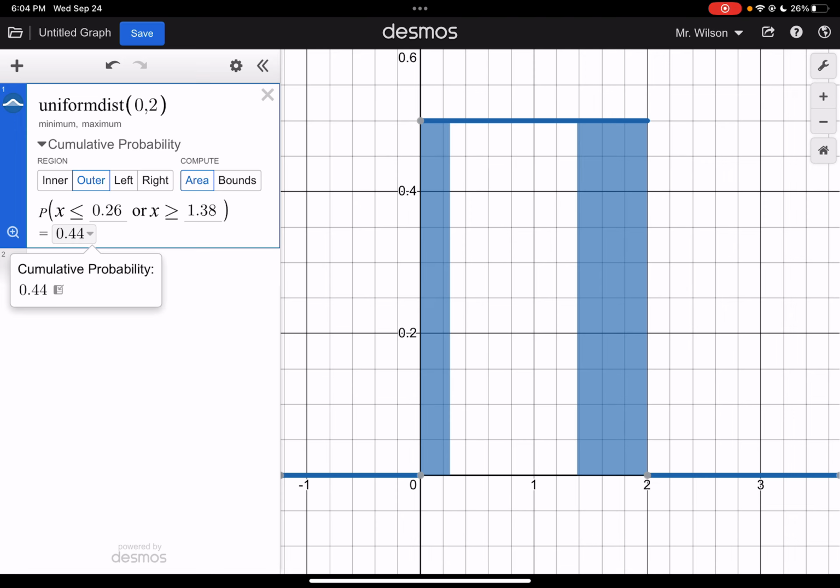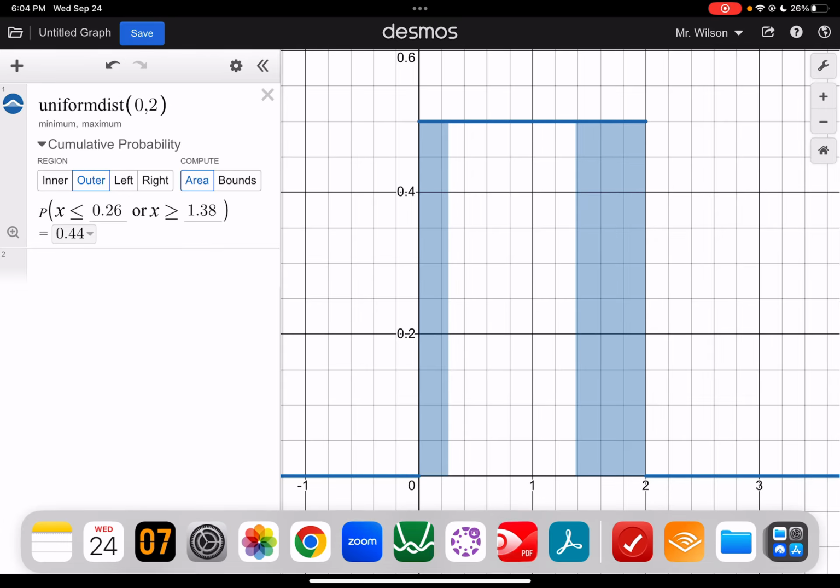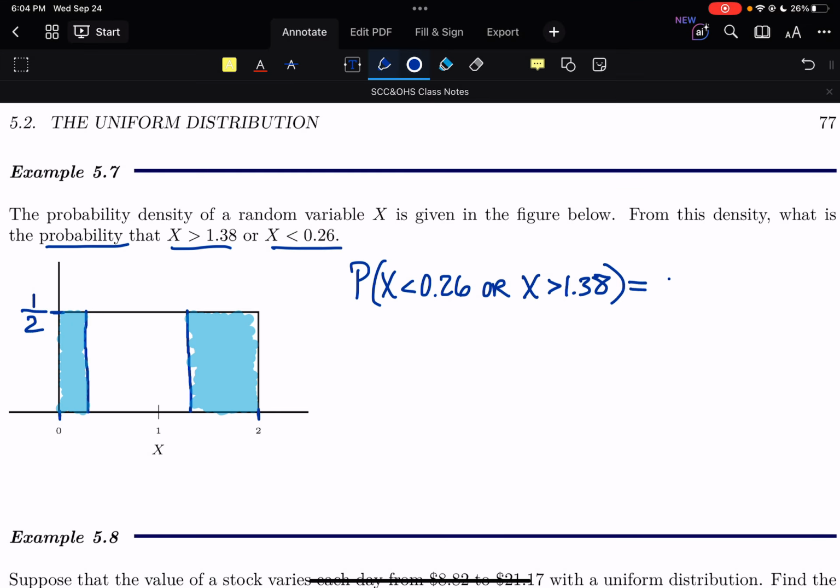And again, just as a reminder, these or equal to's right here, those don't change anything because with the continuous distribution, the or equal to does not add anything to the probability. So whether it's included or excluded, it's all the same thing. So that probability is 0.44. So we have about a 44% chance that a randomly selected value is less than 0.26 or is greater than 1.38.